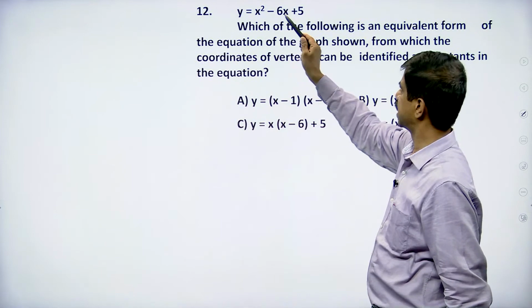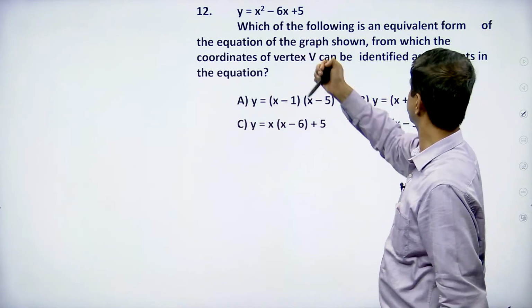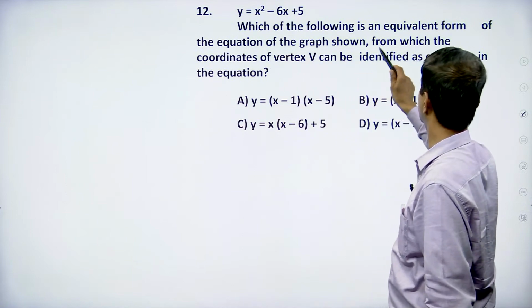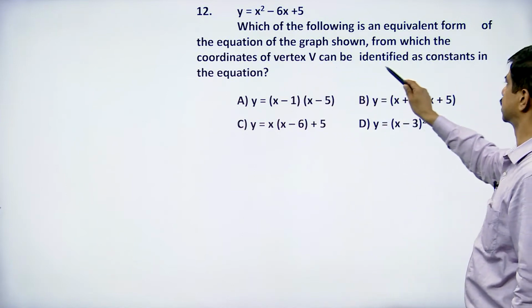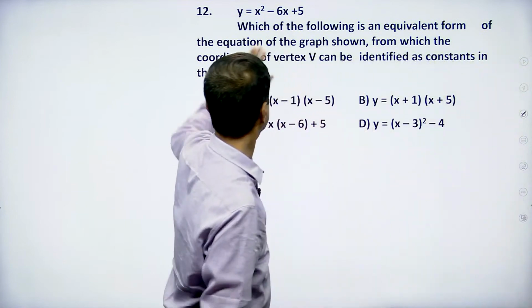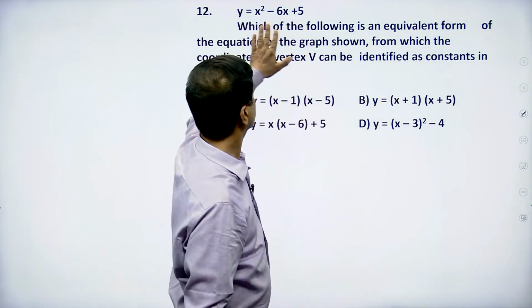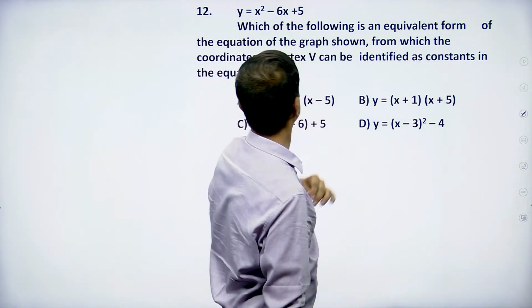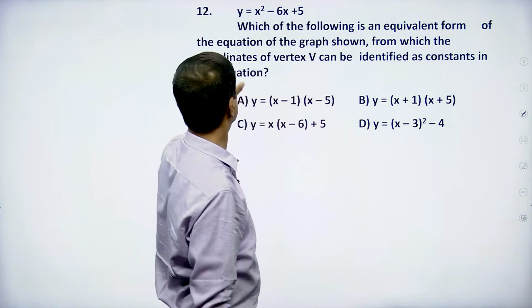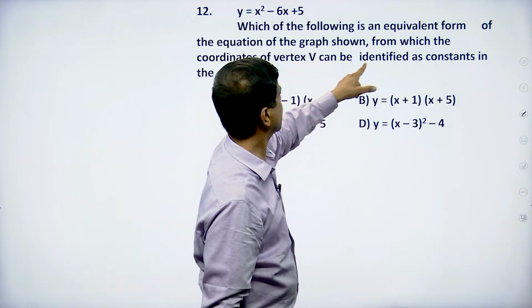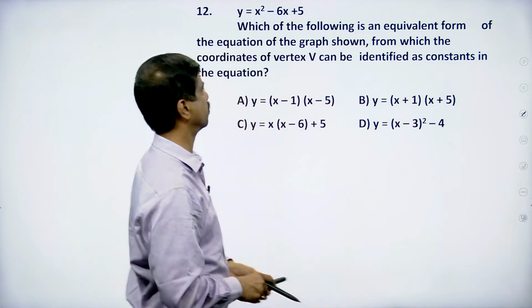Y equal to x square minus 6x plus 5. Which of the following is an equivalent form of the equation of the graph shown from which the coordinates of the vertex can be identified as constants in the equation? Read the question carefully. Which of the following is an equivalent form of the equation of the graph shown from which the coordinates of the vertex V can be identified as constants in the equation?